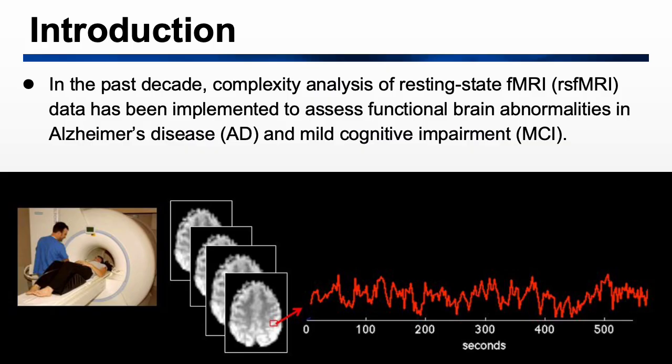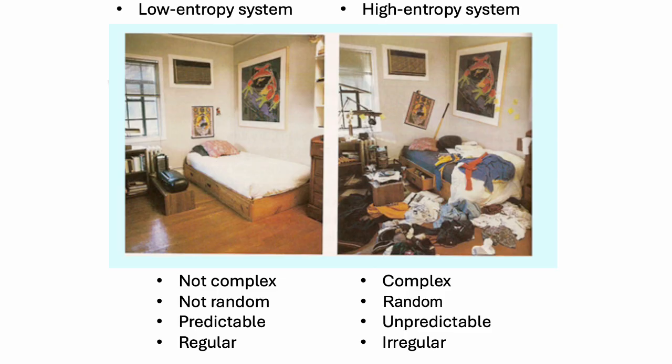Alzheimer's disease is a progressive, irreversible neurological disorder. Resting state fMRI, measuring blood oxygenation level dependent signals, provides information on altered brain networks and function in this disease. Complexity analysis has been conducted in resting state fMRI data to investigate the functional brain abnormalities in Alzheimer's and mild cognitive impairment. Complexity can be computed through entropy.